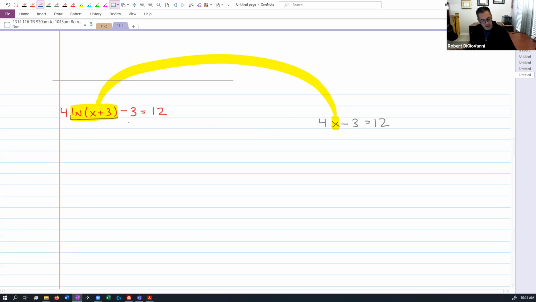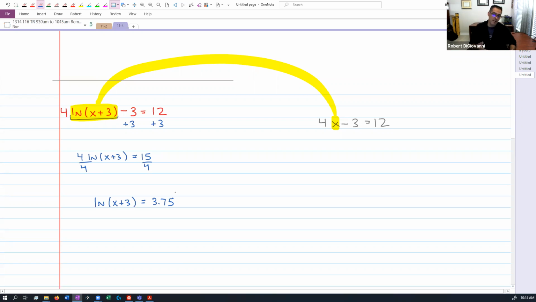So let's do this one. If we add 3 to both sides, we get 4 natural log of x plus 3 equals 15. Same as the last problem. That's the same first step. Now we divide by 4. And so you get natural log of x plus 3 equals 3.75. Same as the last problem.